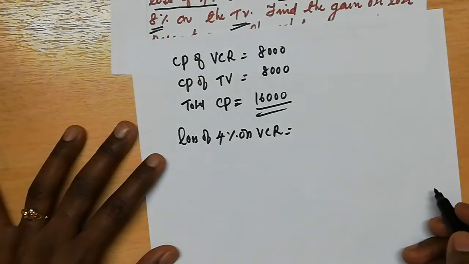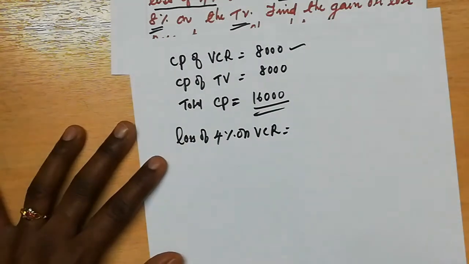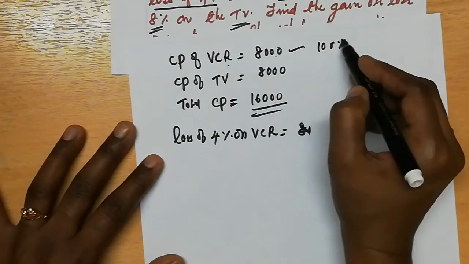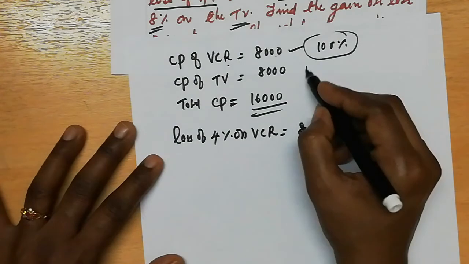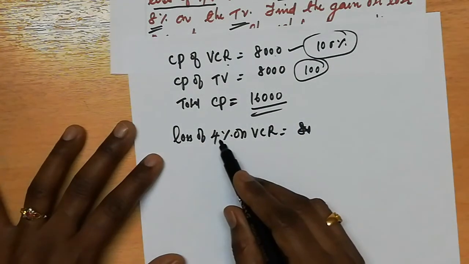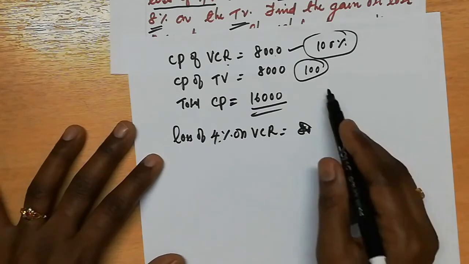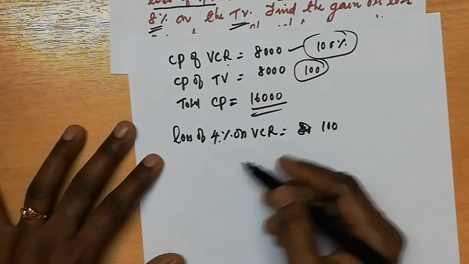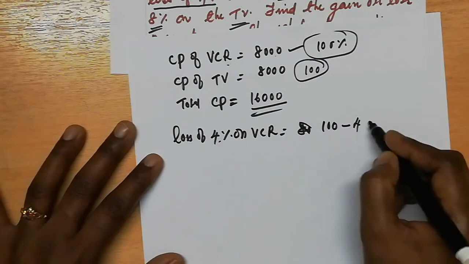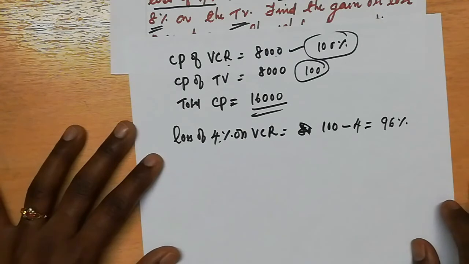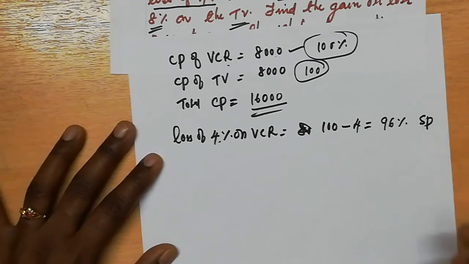That is, loss happened. VCR is how much? That is 8,000. This is the 100%. Okay, cost price, original price is 100%. This also is 100% of the cost price of TV. So loss happened means when it is selling time, 100, how much percent? That is 4% decrease, minus 4. Now it is 96%, it is the selling price. Okay, this 96% is the selling price.